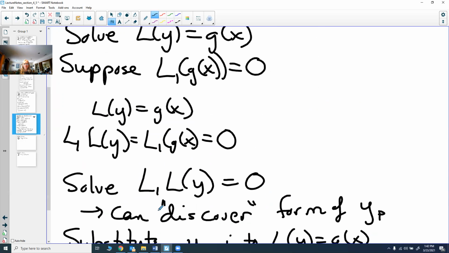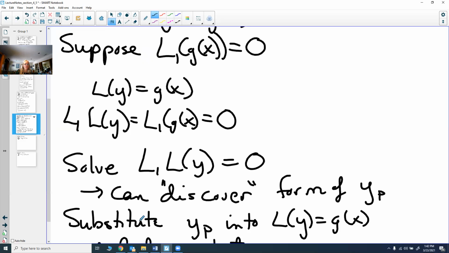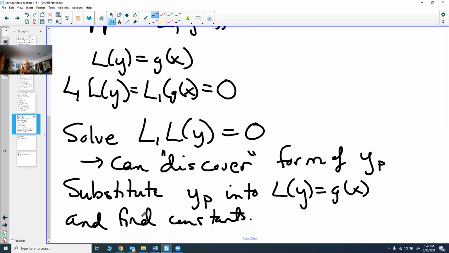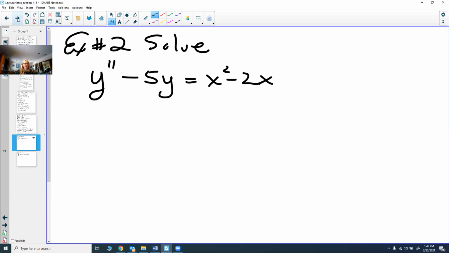And what you're going to do is you're going to discover, and discover is an interesting word, the form of y sub p. When you substitute y sub p into that L of y, you get g of x. And then you're going to find your constants, because remember, y sub p is the solution to the non-homogeneous that creates the g of x, and it is constant free. So our job is to find out what that is. So let's go ahead and do an example of this.